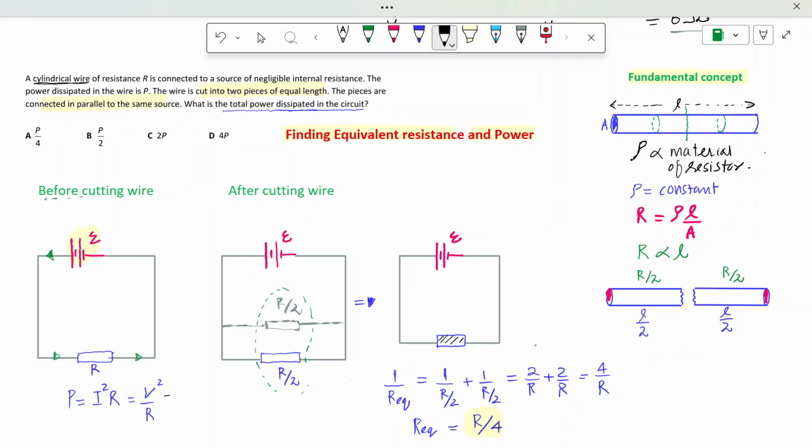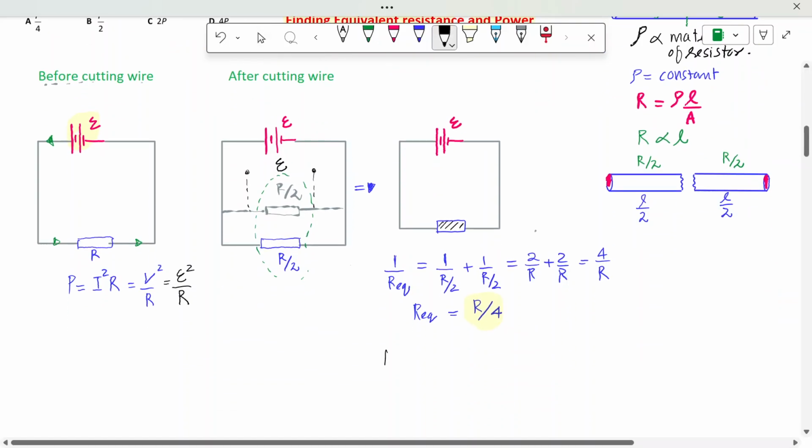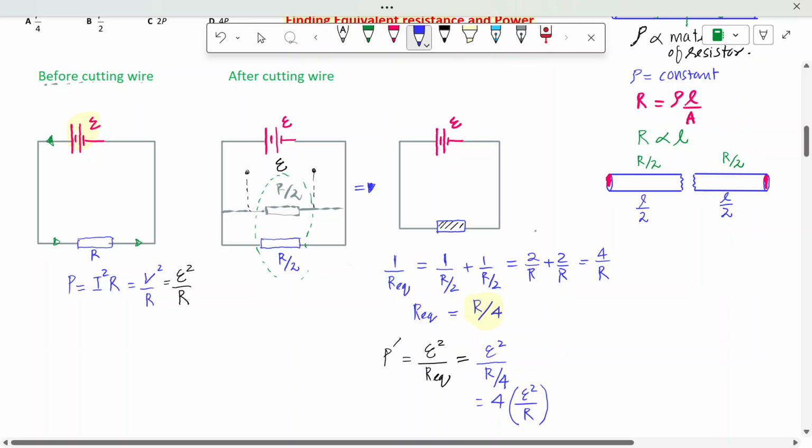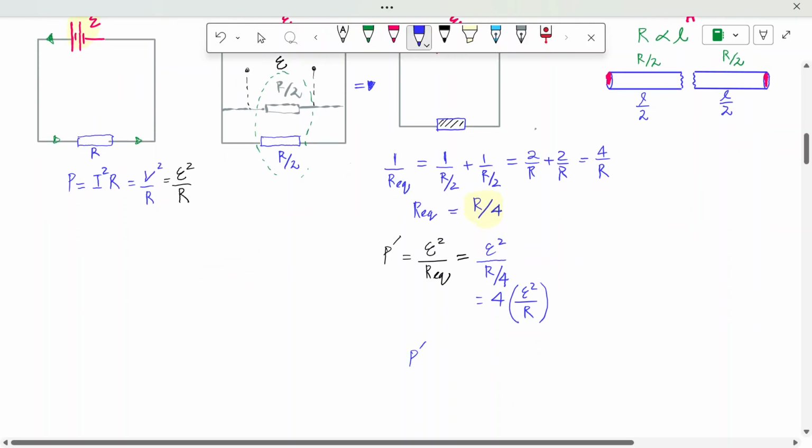Now in the original circuit, the power is E squared over R. Dear students, you see that the two resistances are in parallel, so the potential difference across them is E. When I try to find the new power dissipated, we can say E squared over R equivalent, which should equal E squared over (R over 4). That should be 4 times E squared over R. And what is E squared over R? You know that is the power dissipated in the original circuit.